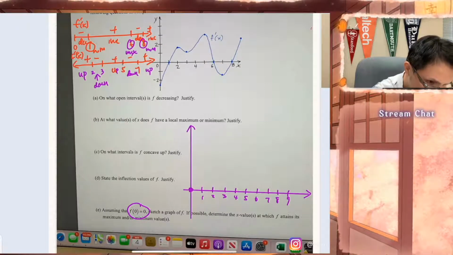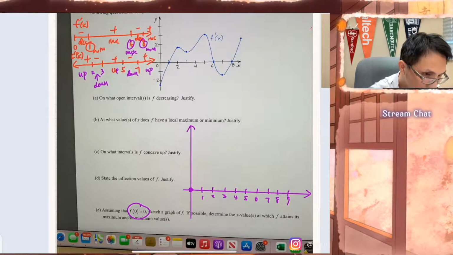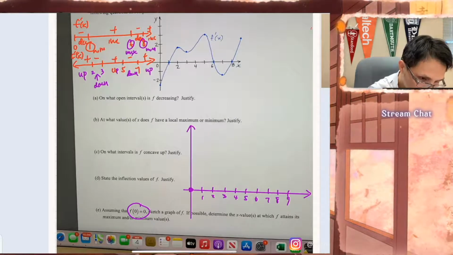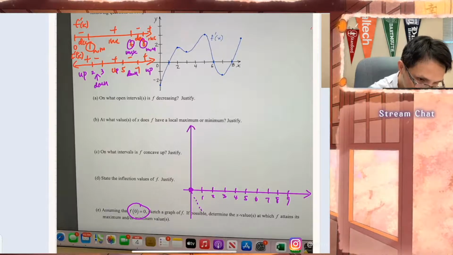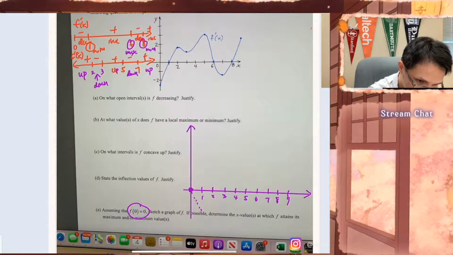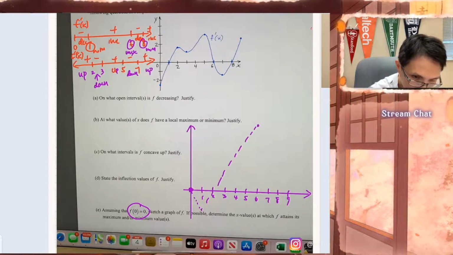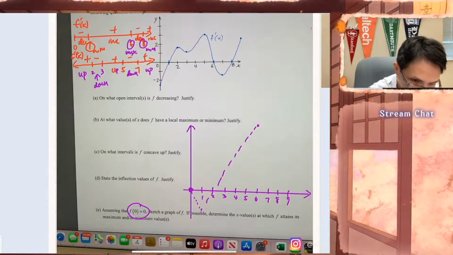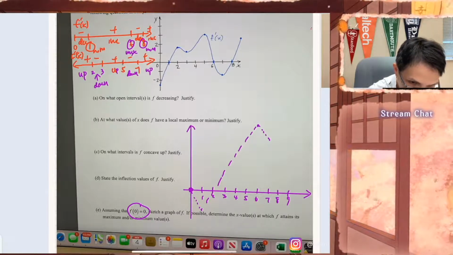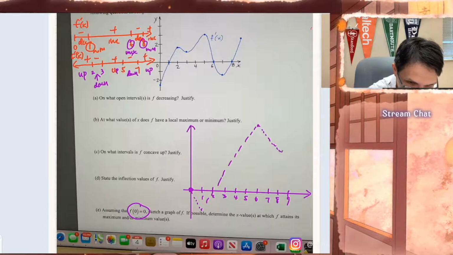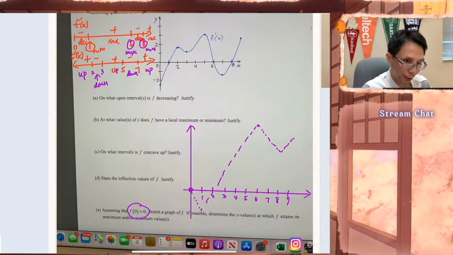Okay, so I'm going to draw a dotted line here to show my points. From here to here, it's going to be decreasing. And after 1, it's going to be increasing all the way to 6. So 6 is right here. And then it's going to go decreasing again, till 8 and then 9. Like this. So if you have something like this, it's very good.